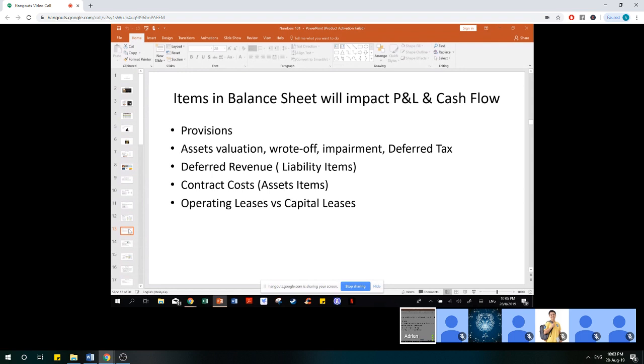And then what is the difference between operating lease and capital lease? Capital lease is like leasing a machine or equipment. You have a term, like you lease the equipment for 10 years, but at the end of the 10 years, after you finish paying the lease, the equipment or the asset belongs to the company already. That's what we call capital lease. But for operating lease, even though your lease term is 10 years, after 10 years the equipment still does not belong to the company, it still belongs to the lessor. So this is the difference between the operating lease and capital lease.